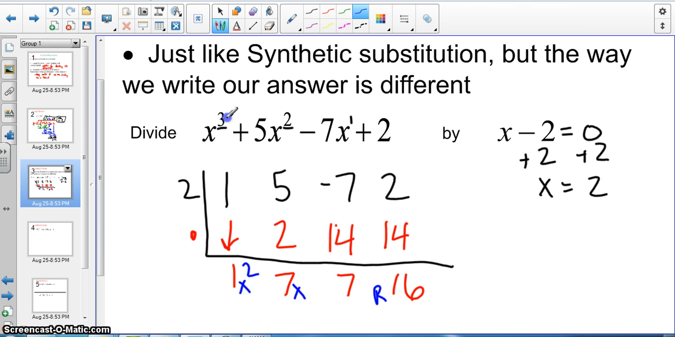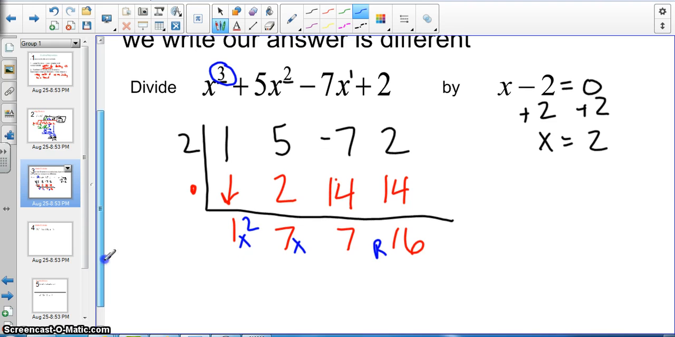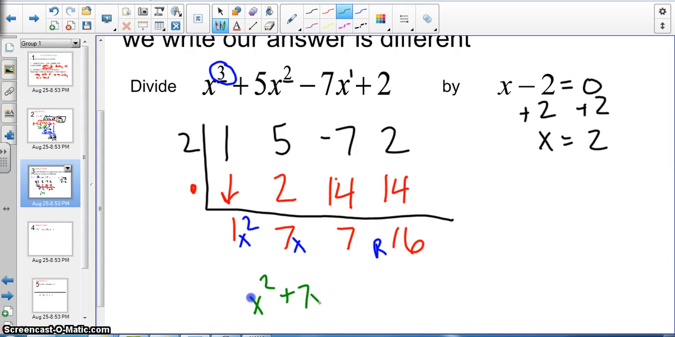And one way you can always tell is that the degree of your answer polynomial is going to be 1 less than your first exponent, your highest exponent, so x squared. So now all I need to do is write my answer: x squared plus 7x plus 7 plus my remainder over what I divided it by, x minus 2.